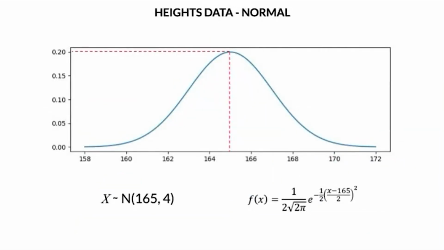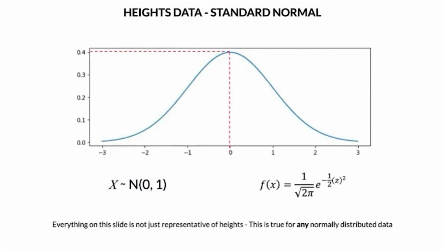What does all this mean? Let's recall the normal distribution for the height data. As you can see here, it has mean of 165, variance of 4. In the formula we have x minus 165 by 2 here. That x minus 165 by 2 is replaced by z, and if you do the transformation, then your distribution, the normal distribution, becomes something that we call the standard normal distribution.